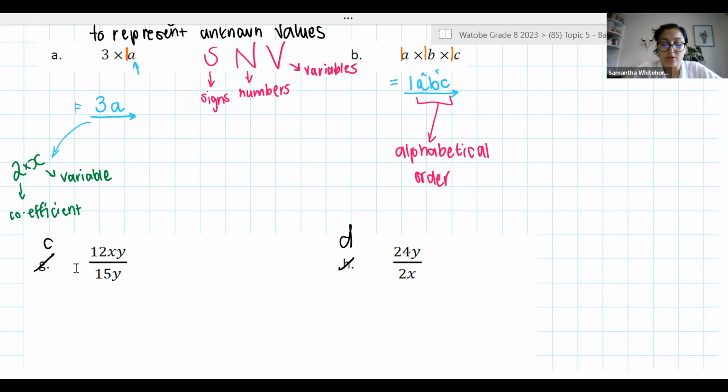Also remember that when you are simplifying your numbers, they won't necessarily cancel each other out perfectly. So you might still end up with a fraction in your answer.